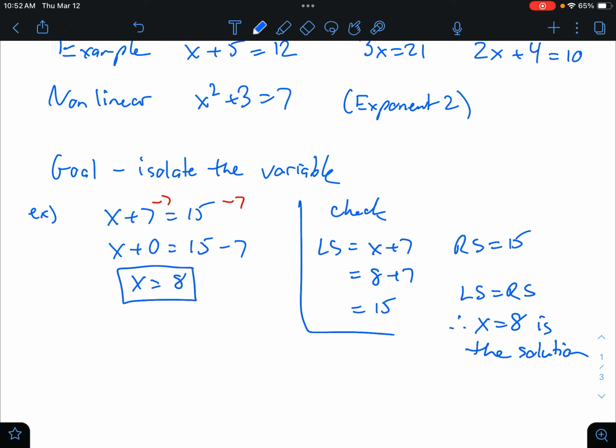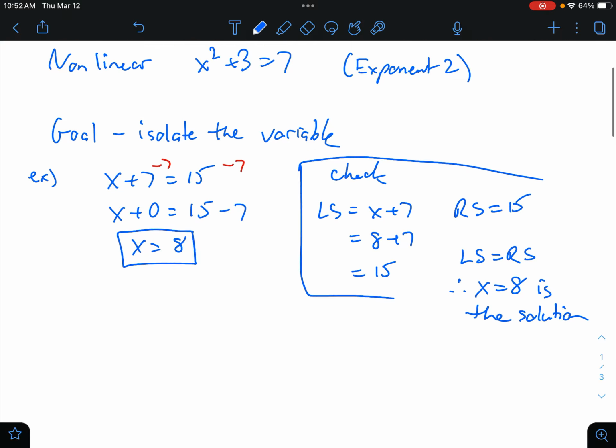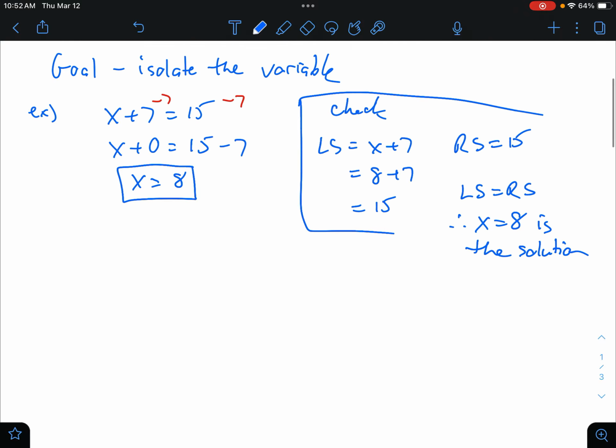You don't always have to do this. When you're looking at your homework, normally I wouldn't do this unless the question specifically said check or verify the answer. That's how you would do it. You sub it back into the original equation and you make sure that the equation balances out. The left side equals the right side. Let's do another one here.